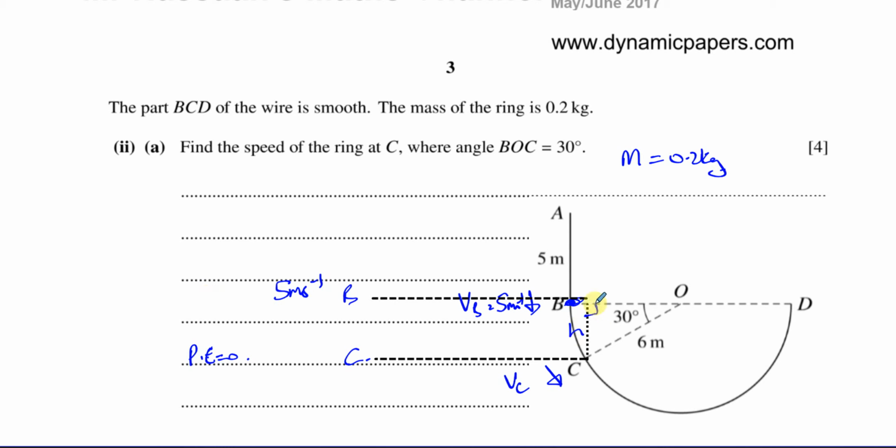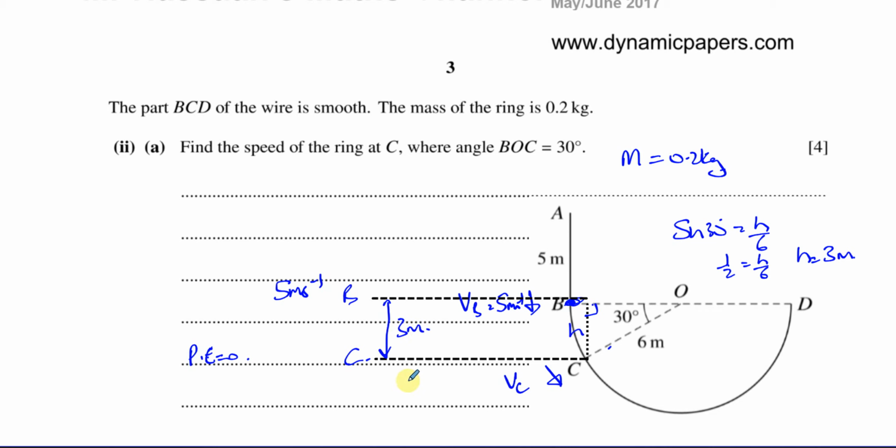Now I can use this little triangle here. It's a right angle triangle. This is 30, this is 6, this is H. So we can say that the sine of 30 is equal to H over 6. Now the sine of 30 is equal to a half. So you end up with H equals 6 times a half, which is 3 meters. So I know that the distance between B and C is 3 meters.